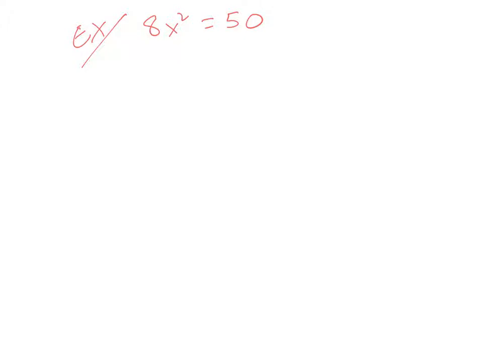Perfect. So the very first step you did was you set this equal to 0. So I imagine you subtracted 50? Perfect. So 8x squared minus 50 equals 0. And then you did what? You asked yourself what important question? GCF.